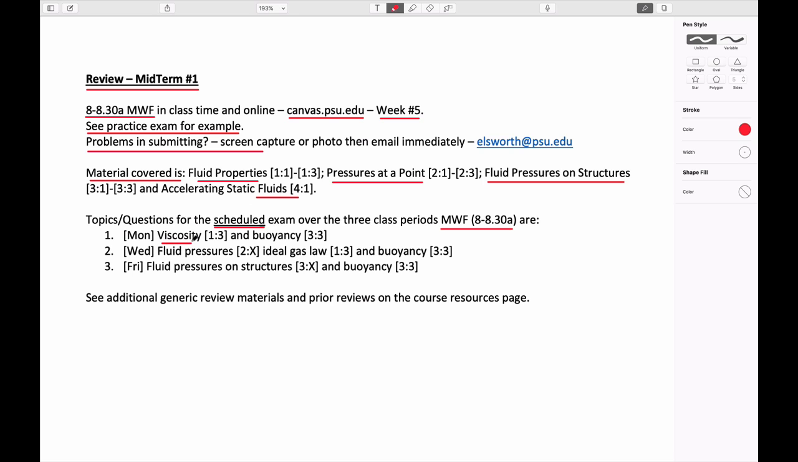Monday's question would be viscosity and buoyancy. Wednesday's question is fluid pressures at a point, ideal gas law, and buoyancy also. And then Friday is fluid pressures on structures from week 3, and also buoyancy. Buoyancy seems to apply in all of these.